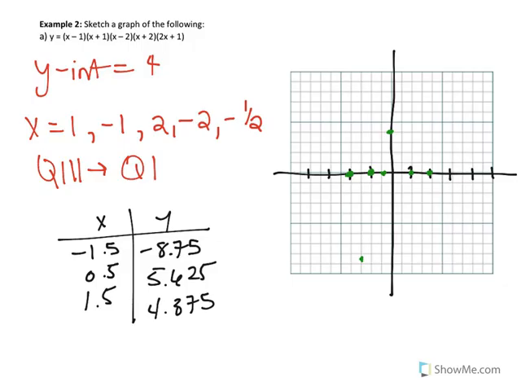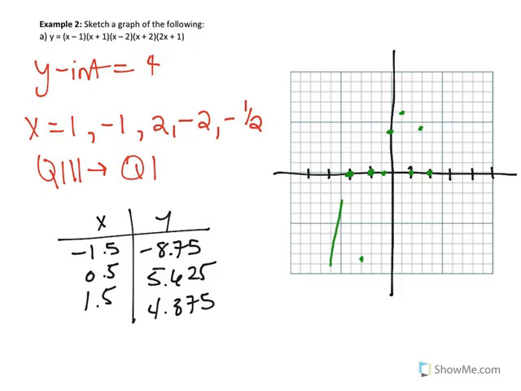And at 0.5, it's at 5.625. So it's up here, so it doesn't get that high. And then between 1 and 2, it goes to 4.375. So like, I don't know, here. So graphing it, we're starting low.